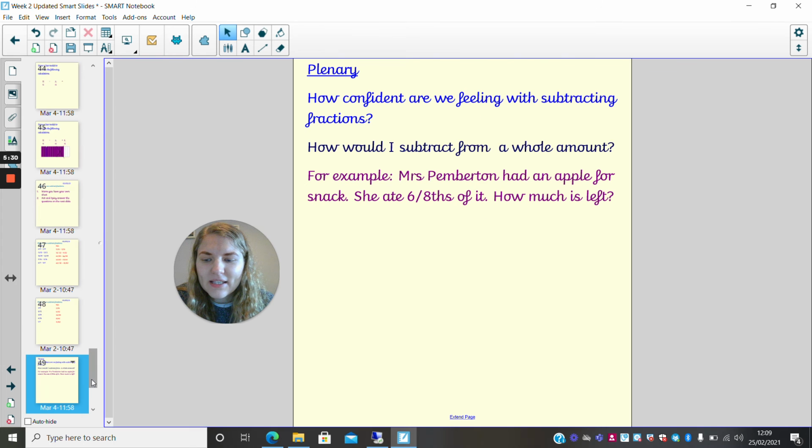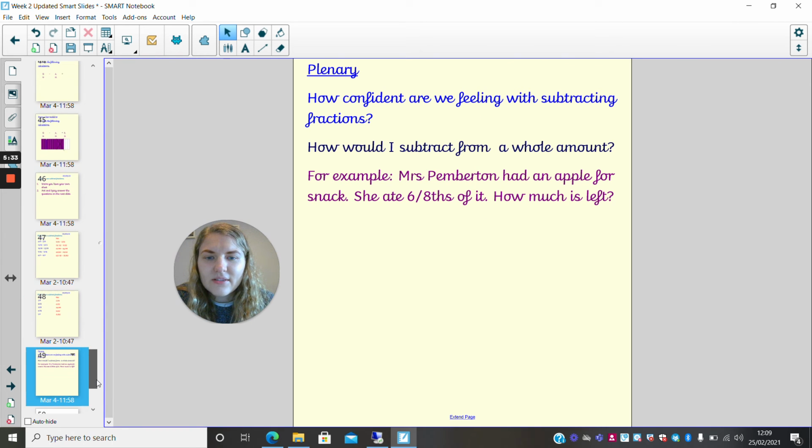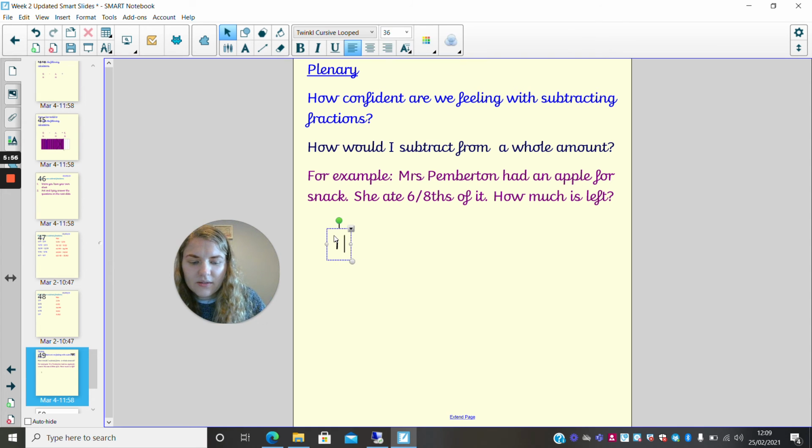Right, now we're going to end with this lovely question. Okay, so hopefully you're all feeling confident with subtracting fractions. So this is about subtracting from a whole amount. So Mrs. Pemberton has an apple for snack. She ate 6/8 of it. How much is left? Okay, so you basically need to do 1 take away 6/8. Okay, let's write that down. 1 take away 6/8 equals, okay.